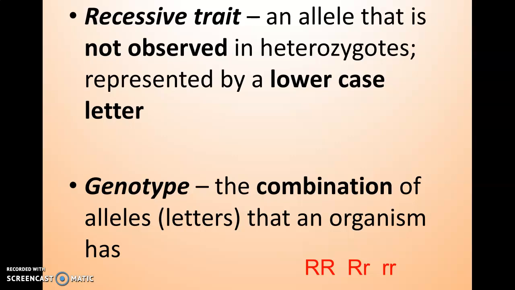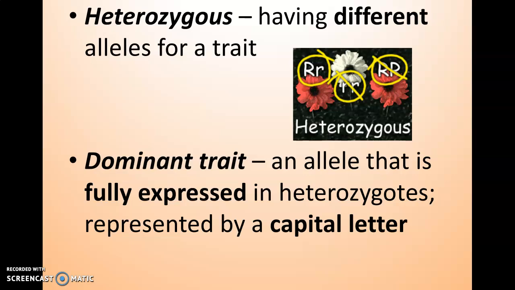A recessive trait is an allele that is not observed in heterozygotes. And that's represented by the lowercase letter. So I'm going to go back to that other slide so you can see that example. Notice here in the middle, the picture has the white flower. And the white flower has no red color. That's because it does not have the dominant allele. There's no capital letter gene in that white flower. It just has the lowercase genes. The lowercase r and the lowercase r gives you the color white.